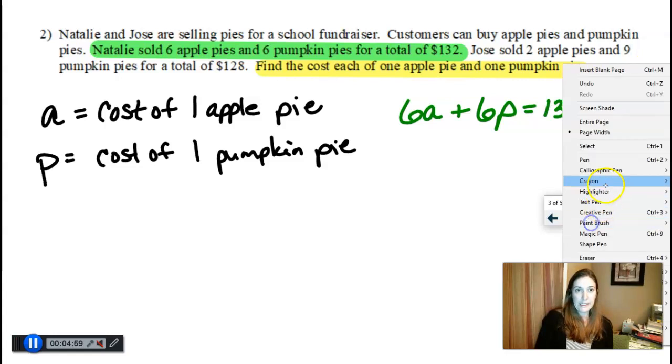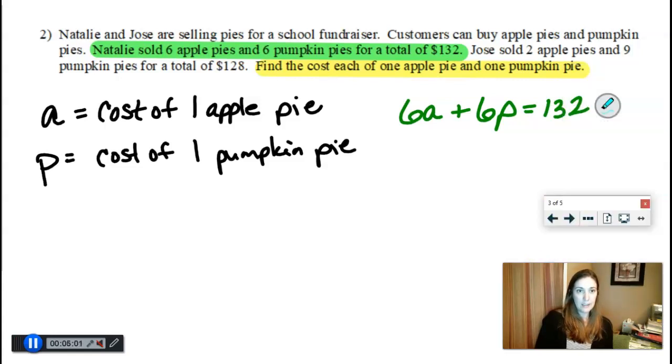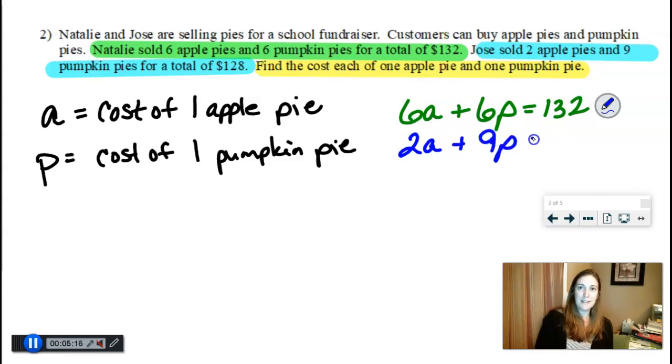Now, similarly, we have Jose. Notice my highlighter usage. I like highlighters, especially in math word problems. They really help you kind of sort through the information, so I encourage you guys to use them as well. He sold 2 apple pies and 9 pumpkin pies for a total of 128. Everything's all lined up really nicely right now. If I wanted to solve this through elimination, I sure could. But for today, this is all the work you have to do.